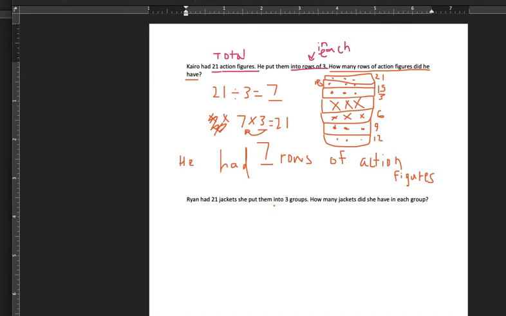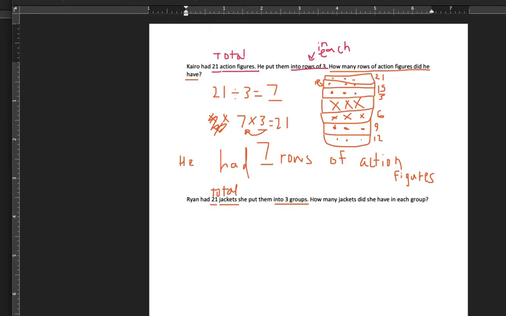Let me read it for the second time. Ryan had 21 jackets. She put them into 3 groups. How many jackets did she have in each? 21 jackets. 21 is the quantity. Jackets are the units. And that's the total. She puts them into 3 groups. Very important. Into 3 groups.